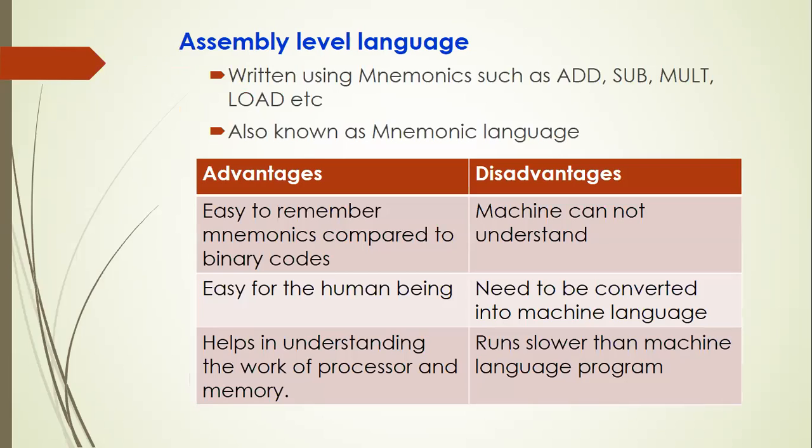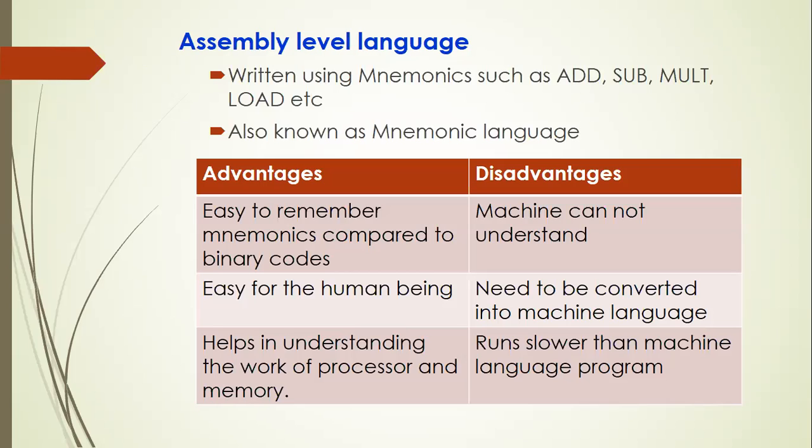To avoid the drawback of machine language, they developed what is known as an assembly level language program. In an assembly level language program, you need not write the program using only the two symbols 0 and 1. You are permitted to use certain standard words like add for addition operation, sub for subtraction operation, etc. So these standard words add, sub, mult, etc. we call them mnemonics, or mnemonic codes. So in an assembly level language program, the program is written not by using binary code, but by using mnemonic codes. Therefore, we also call the assembly level language program a mnemonic language.